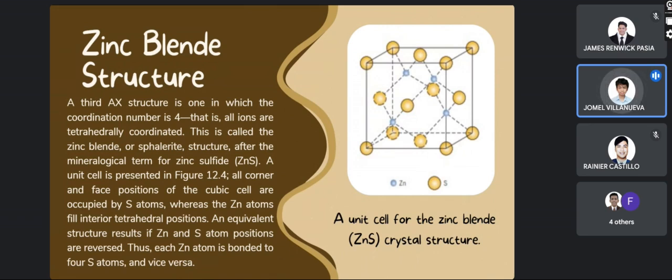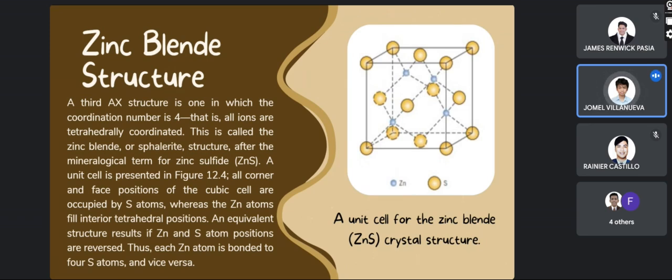Zinc blende structure. A third AX structure is one in which the coordination number is 4. All anions are tetrahedrally coordinated, meaning one atom is surrounded by 4 atoms, as shown in the figure. This is called the zinc blende or sphalerite structure, after the mineralogical term for zinc sulfide. A unit cell is presented in the figure.